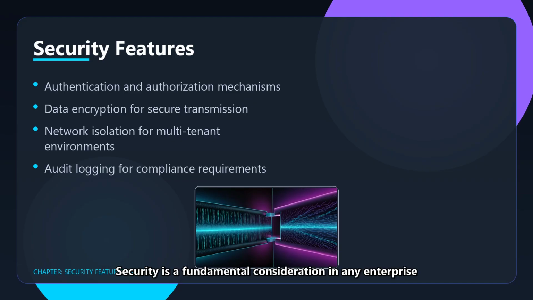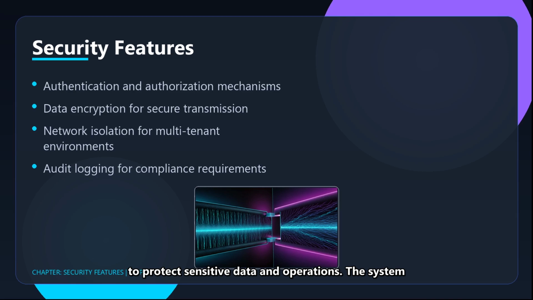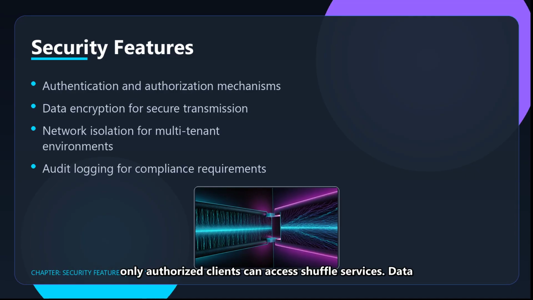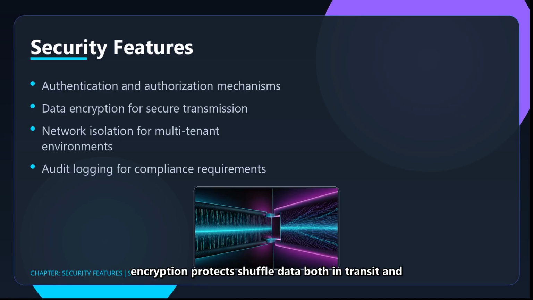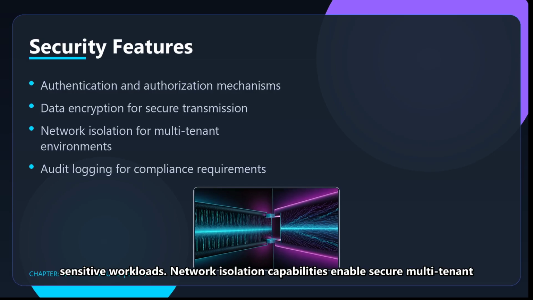Security is a fundamental consideration in any enterprise deployment, and Apache Uniffle provides robust security features to protect sensitive data and operations. The system supports standard authentication and authorization mechanisms, ensuring that only authorized clients can access Shuffle services. Data encryption protects Shuffle data both in transit and at rest, meeting regulatory and compliance requirements for sensitive workloads.